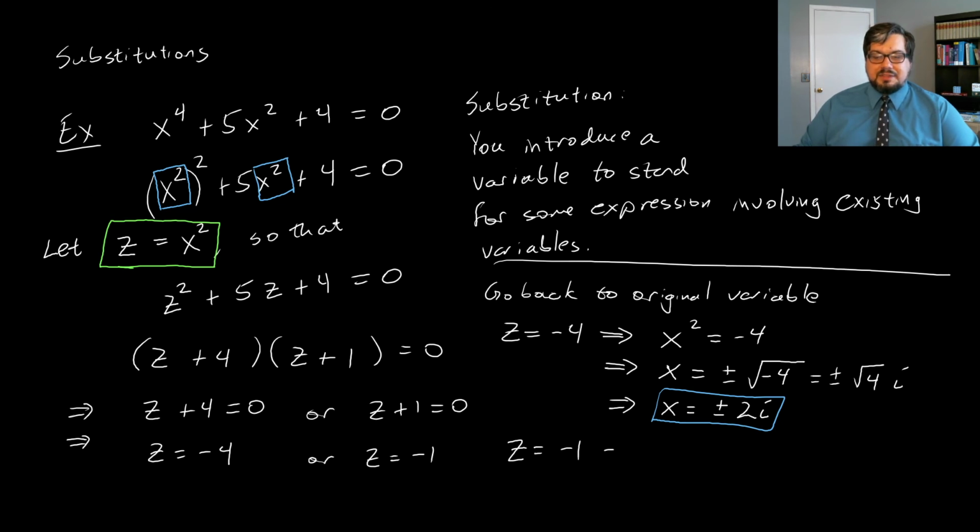Let's do the same thing with -1. If z equals -1, then that means that x squared equals -1, which means that, again, x is equal to plus or minus the square root of -1, and the square root of -1 is just i.